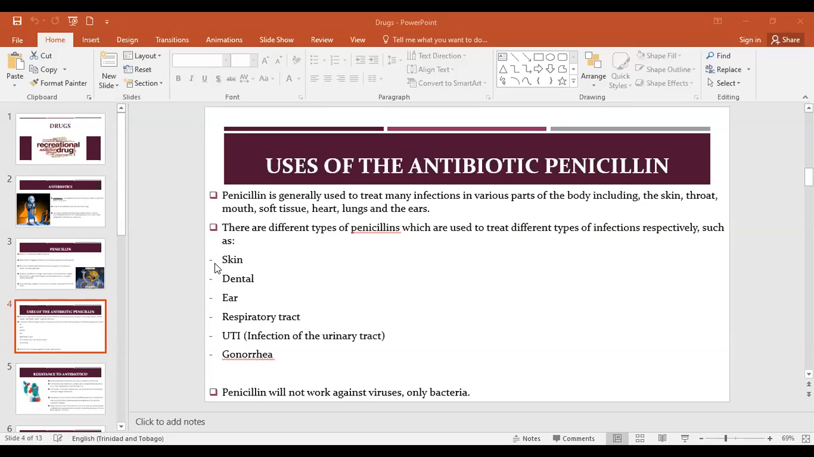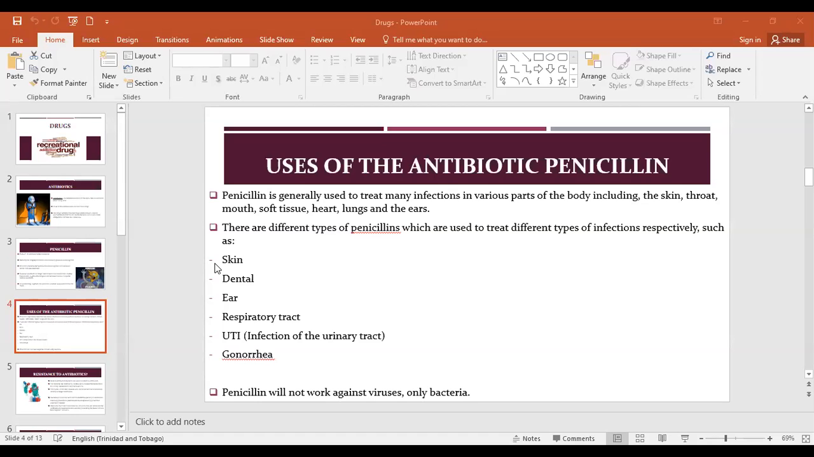You can even have ear infection, dental infection, and respiratory tract infections caused by bacteria as well. Urinary tract infection is caused by bacteria. Gonorrhea is also caused by bacteria. All of these you would use an antibiotic like penicillin to treat.